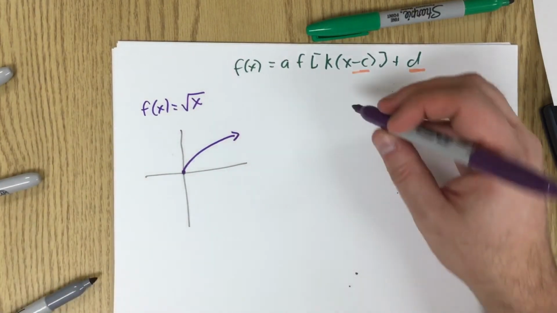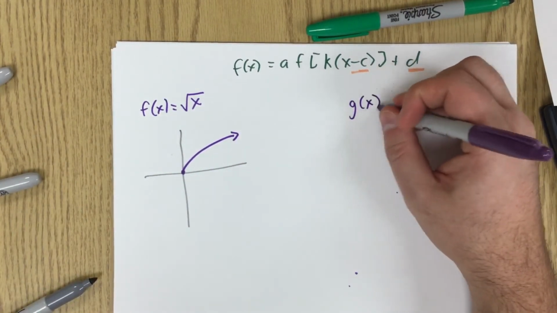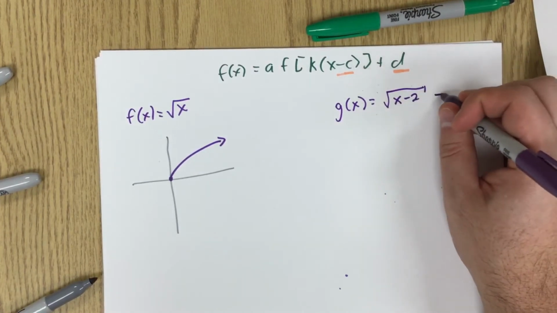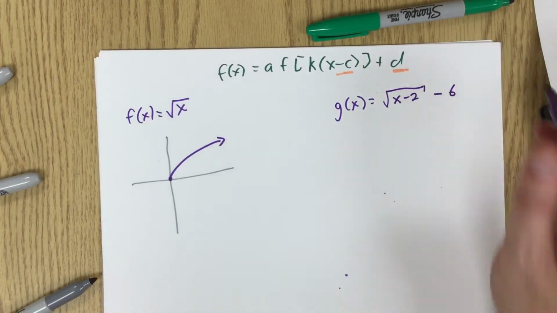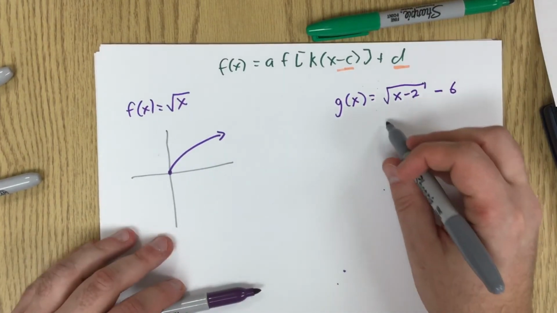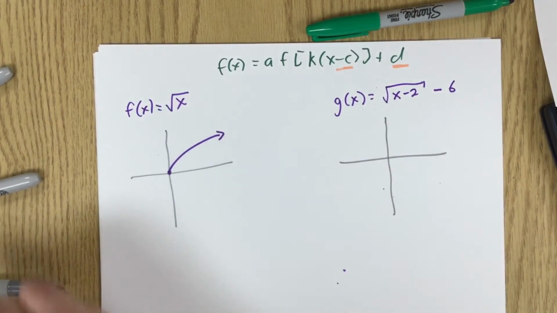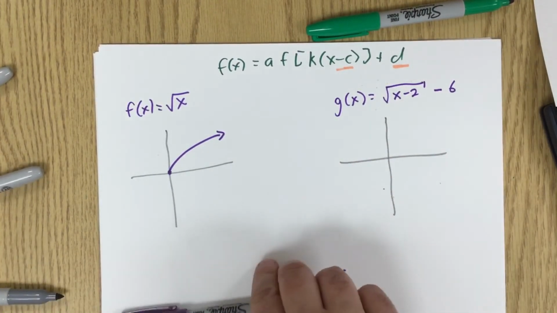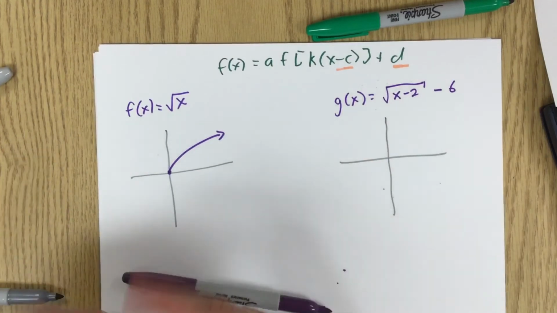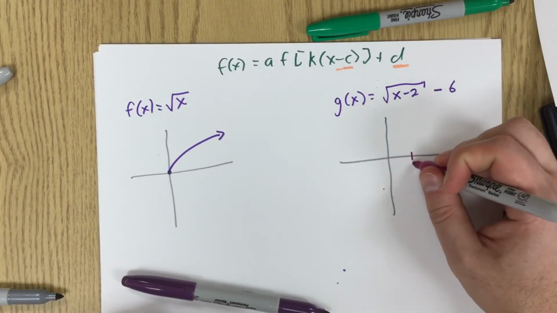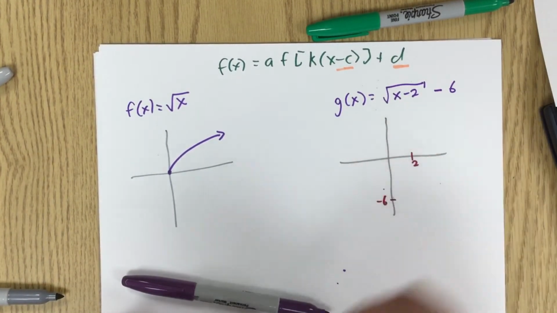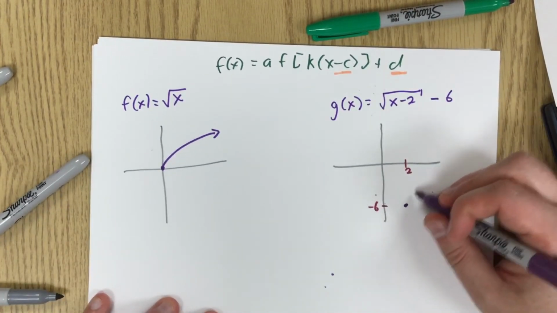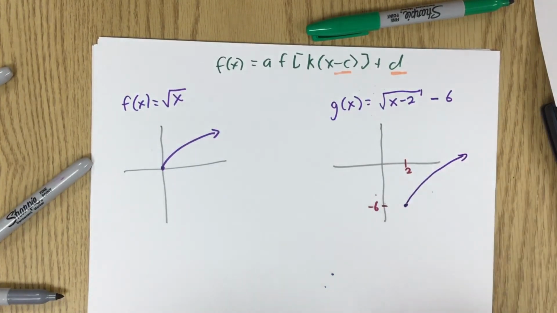And we could say, for example, that our new function is the square root of x minus 2 minus 6. So where have we moved? We started at 0, 0, and we're going to move right 2, down 6. So it's going to be right 2, down 6 to minus 6. That's going to be our starting point, and we go like that.